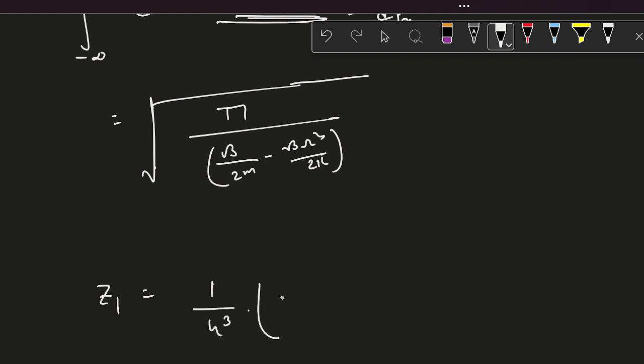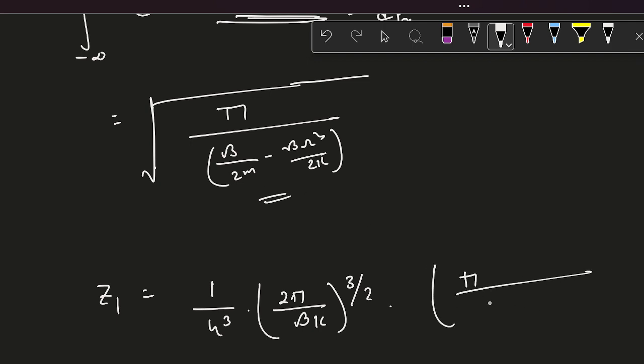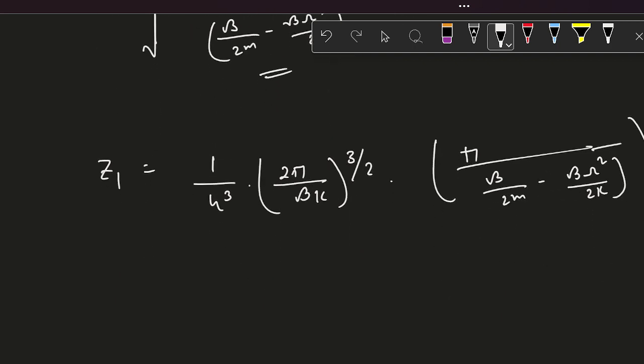So this was the constant that we had left earlier, 2 pi by beta k to the power 3 by 2. Then the rest of the part is this constant, which has appeared twice because it is coming from both the dpx and dpy integrals. Since it is squared, that takes out the root, so it is just pi divided by beta by twice m minus beta omega squared by twice k, into this part that has come from the dpz integral. So this is the square root of 2m pi by beta. So we have solved it.